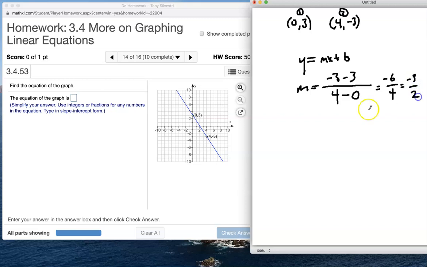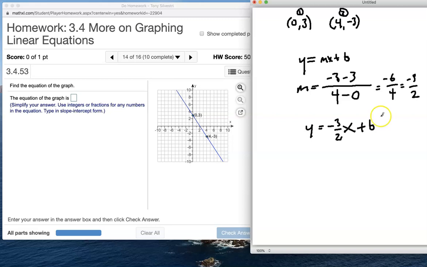Divide the top and bottom by 2. So what do we got here? Y equals, this is your standard form. Take this slope, put it in there for m, so it's negative 3/2 x plus b. Okay, stop right there. What do we need to do now? Do you remember? You need to find the b.